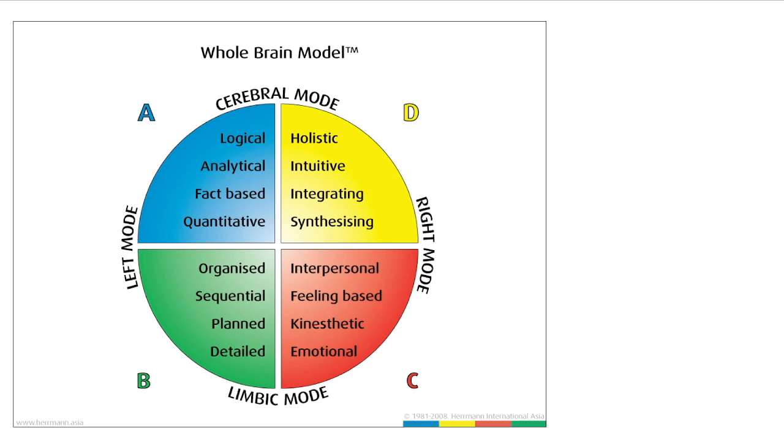So if we look here, on the left side, we've got logical, analytical, fact-based, quantitative, organized, sequential, planned, and detailed, okay? On the right side, we have holistic, intuitive, integrating, synthesizing, okay? The right side is more creative and human. The left side is more analytical and robotic, okay? On the right side, we've also got interpersonal, feeling, kinesthetic, emotional, okay?